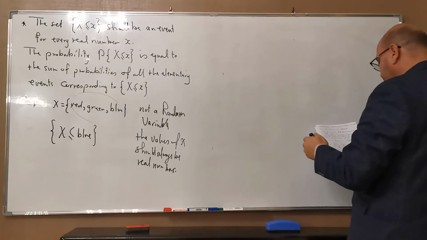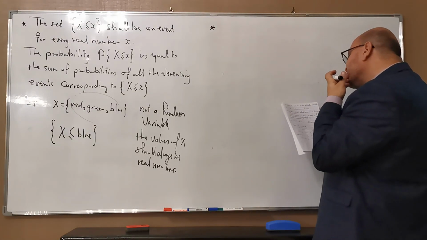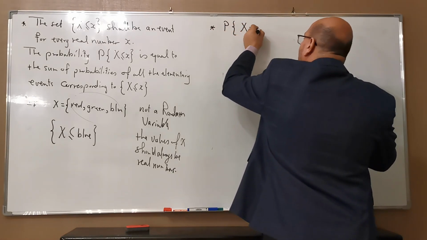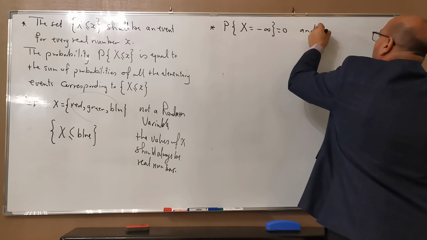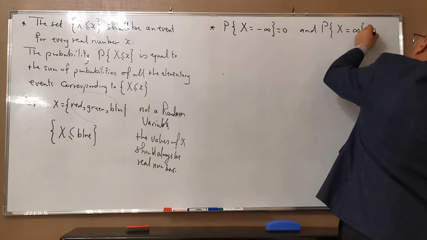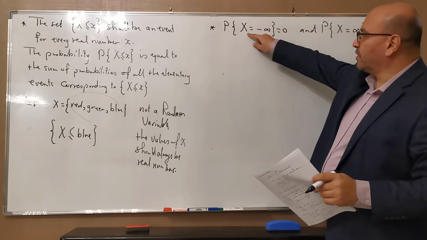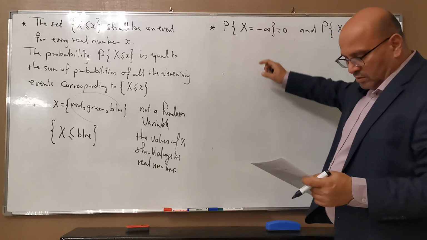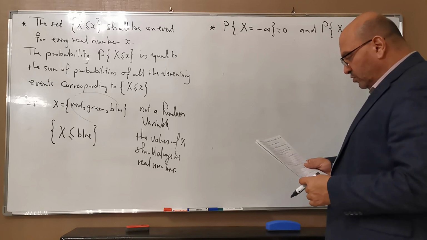Now, the third point: the probability that x equals minus infinity should equal 0, and the probability that x equals infinity should equal 0. This does not mean that we are not allowed to go to infinity. We can go from minus infinity to infinity, but the probability at infinity and at minus infinity should equal 0. So those are the conditions for any function to be a random variable.